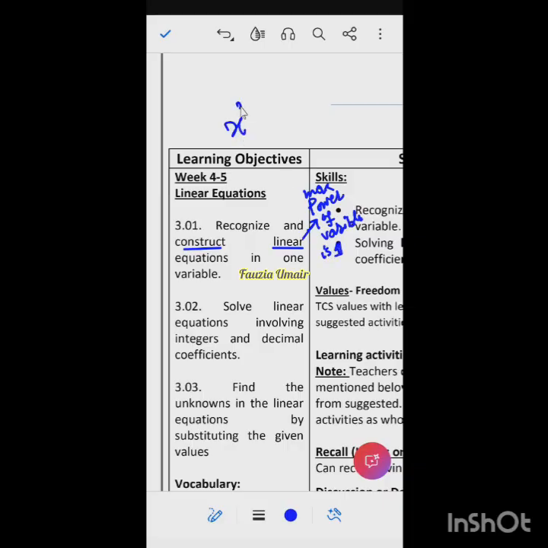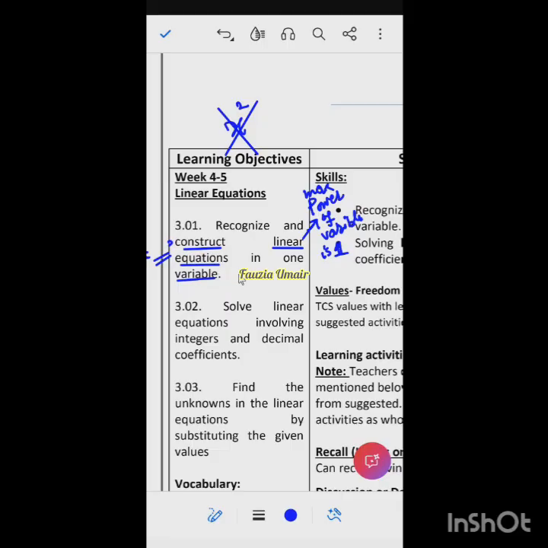Ma'am, equation means there is an equal to sign in it. Very good. Something like 3x plus 7 is equal to something. So equation means equal to sign, right? And in that equation there's x and its maximum power is 1. So we cannot have x square in a linear equation. So one variable would be there.